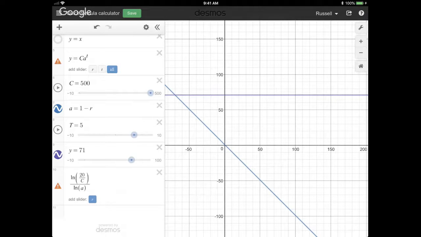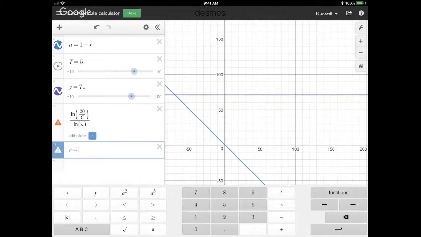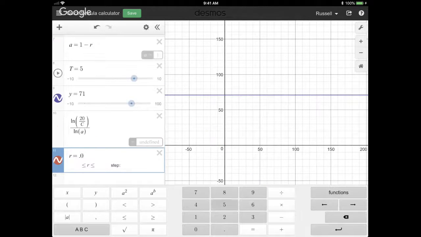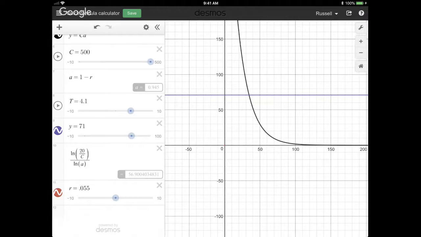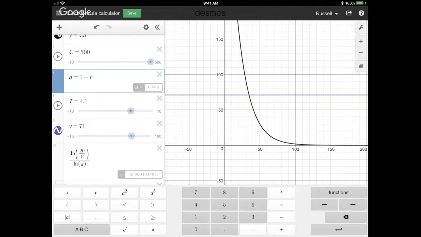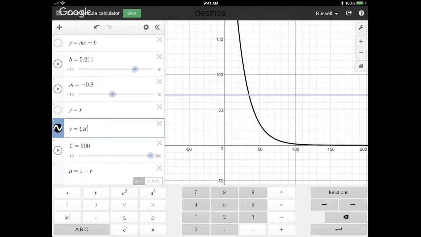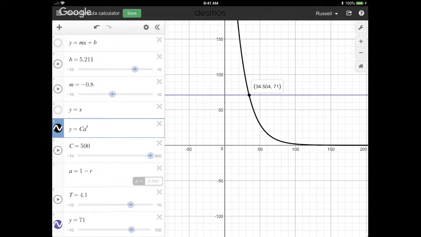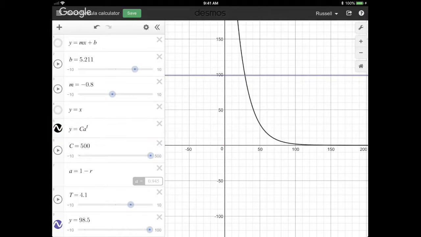So I can just come down here and tell it what r is. R is the same thing as 0.055, and it immediately knows what A is. There you go. Right there, there's A. And it immediately plots my graph again. I've filled out the values of my formula. There's my graph. We can even tell when it equals 100. Or what do we have it at now? Y equals 71. Yeah, we could solve for any sort of value.